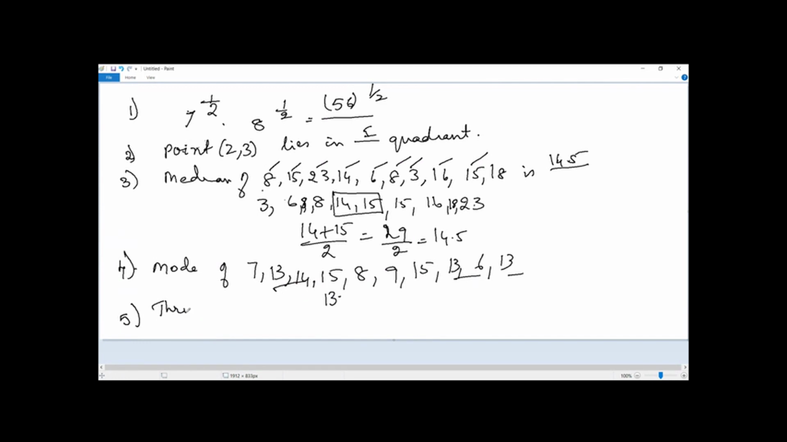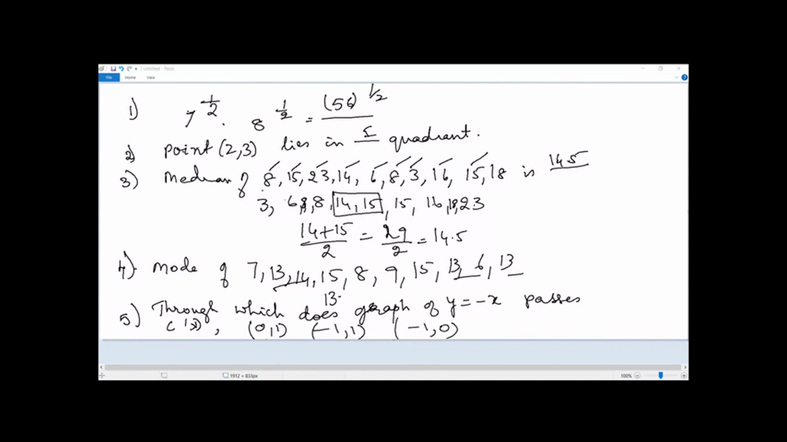Through which of the following does the graph of y equals minus x pass? The options are (1, 1), (0, 1), (minus 1, 1), (minus 1, 0). These are the options. Now, who has to tell? Madhumita? Yes, ma'am. You have to tell.